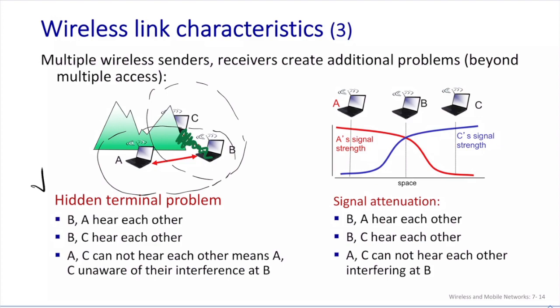Okay, at the right hand side, when A sends a signal to B, the signal strength decreases before it reaches C, so C cannot hear A's signal. When C sends a signal to B and then A, B can hear the signal but A cannot, because the signal strength is not high enough for A's network interface card to receive the correct frame bits. Okay, that is three different wireless link characteristics.